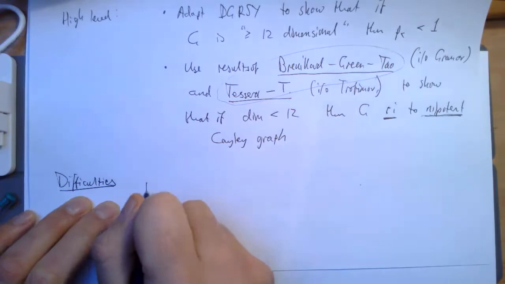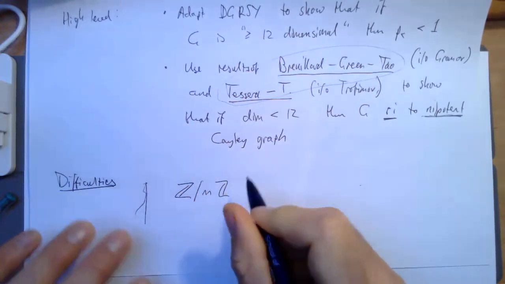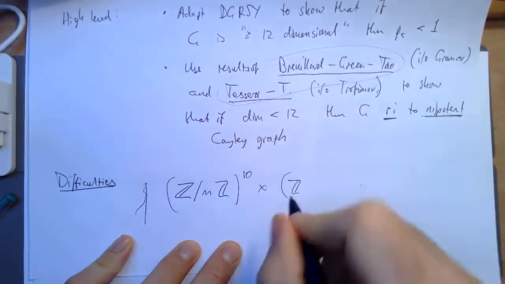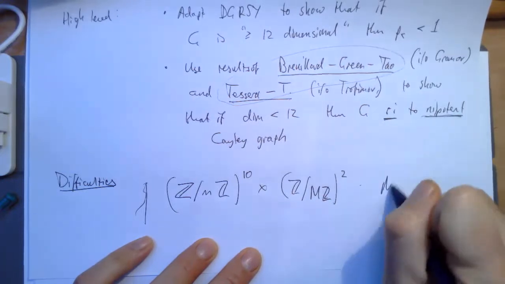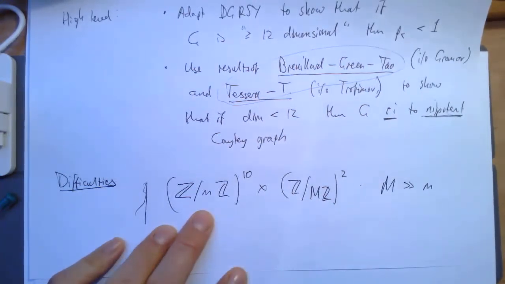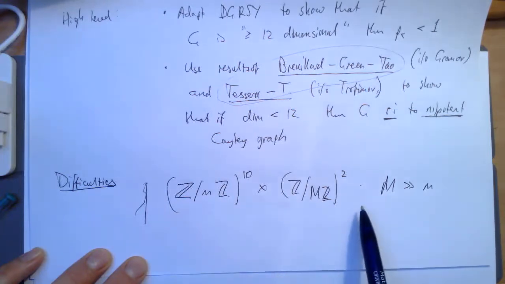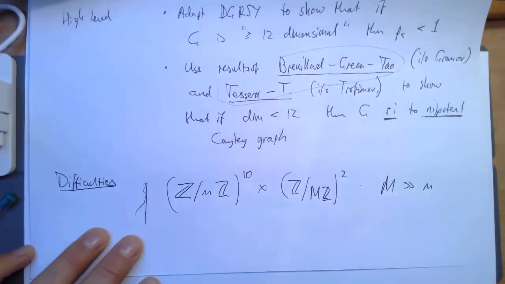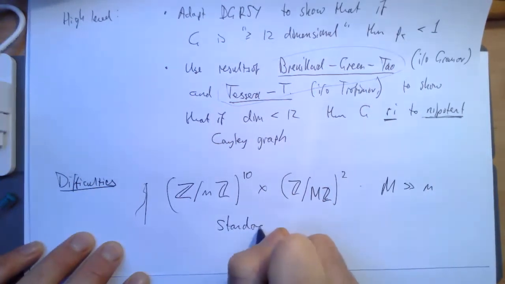So let's say you have Z mod mZ to the 10 cross Z mod MZ squared, with capital M much bigger than little m. Then when you look at balls of radius less than little m, you're using standard generators for the Cayley graph? Yes, nothing fancy there. Standard generators. Maybe I'll write that down. Standard generators.